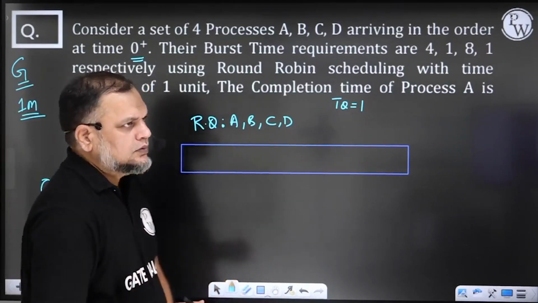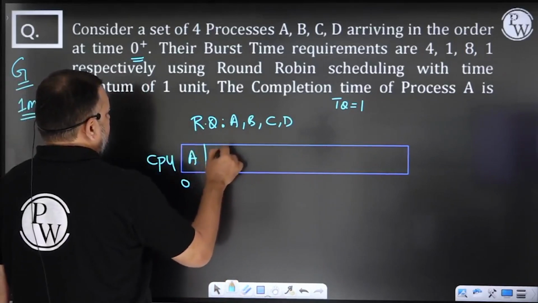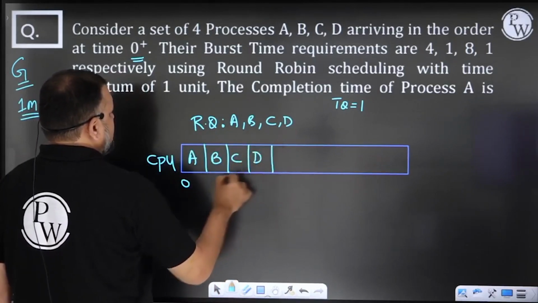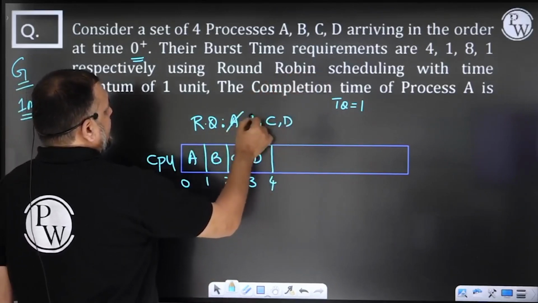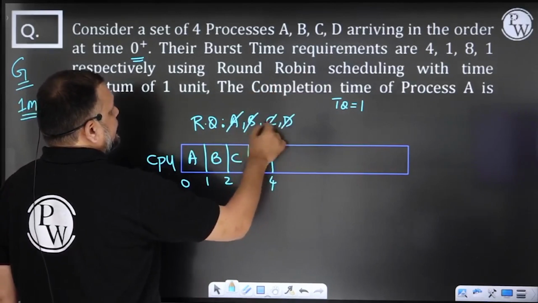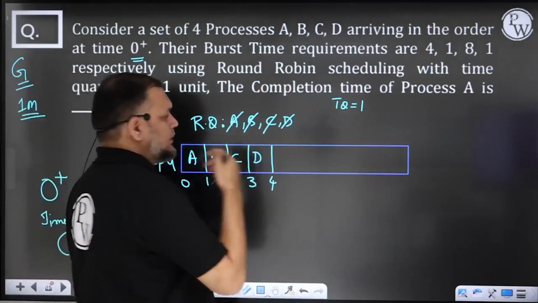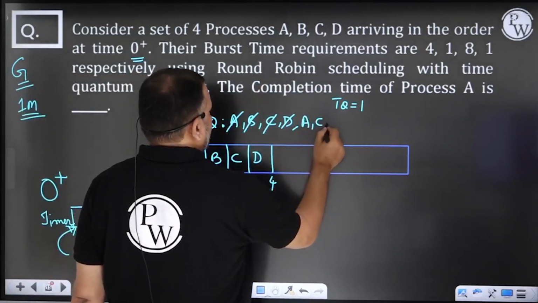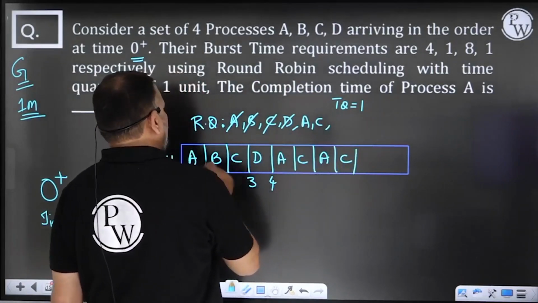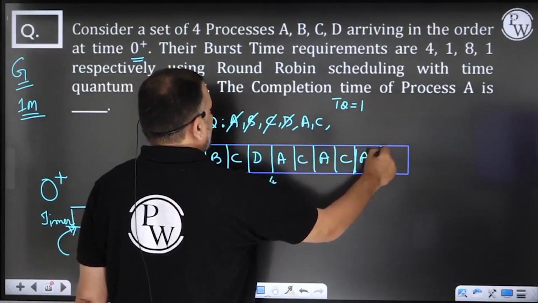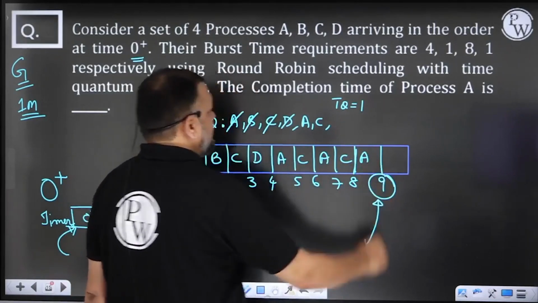So this CPU, time 0, we have order A, B, C, D. Each process takes 1 unit of time. So therefore, when I have scheduled all the processes, B and D get completed. So we will have only A and C, right? So A, C, again C. A needs 4 units. 1, 2, 3, another one. A completes here. So 5, 6, 7, 8, 9. That's it. This is the completion time of process A.